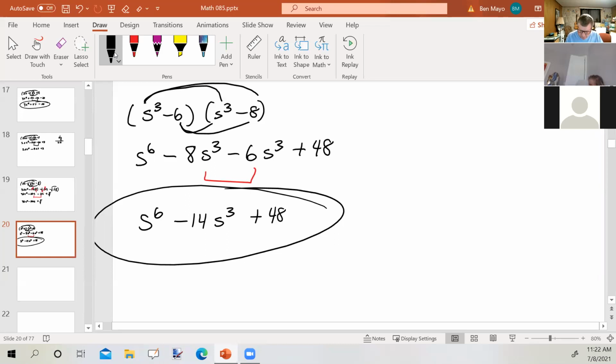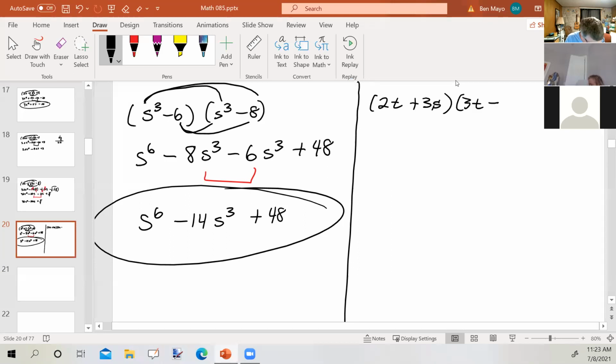Okay. Let's take a look at another example that has more than one variable. 2t plus 3s times 3t minus s. Okay, so I get 6t squared minus 2st.